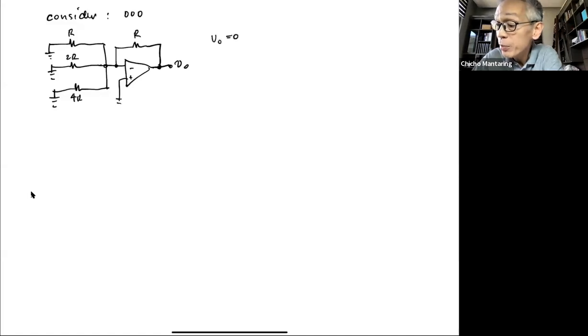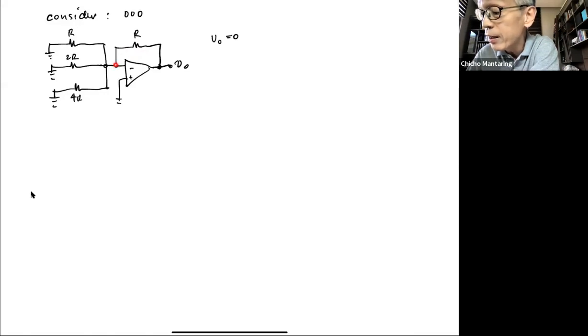Because your voltage here will be equal to 0. Why? If I apply KCL here, well, first of all, the voltage here will really actually be equal to 0, no? My point is the current here will be equal to 0.